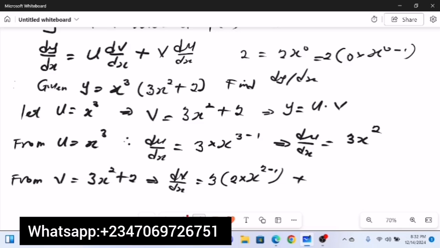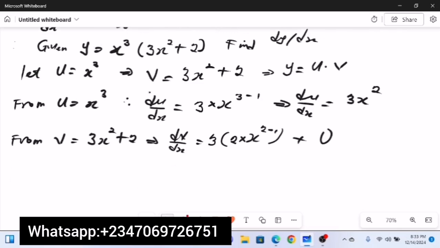So which means if I differentiate 2, the value is simply 0. So keep this in mind. Whenever you differentiate a constant, you always have the result to be 0. So this simply means plus, if I differentiate 2 here, the value gives me 0.